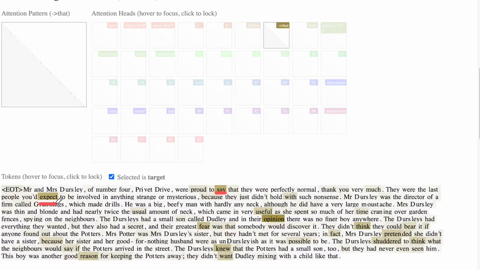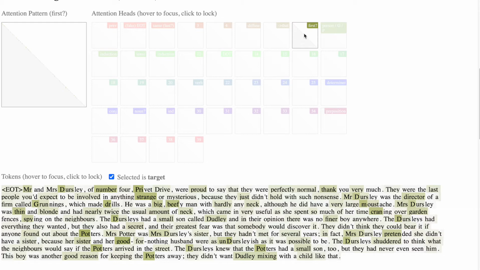Say that, expect that. It was their opinion that. It might be useful that. You might think that. You might pretend that. It's possible that. I guess shudder to. You might want somebody to do something or want that something happens. You might know something, know that. You might have a reason. Reason that, or if reason was functioning as a verb, it might be, reason that. So there's all these words that are sort of introducing a clause, a particular kind of clause, I guess.